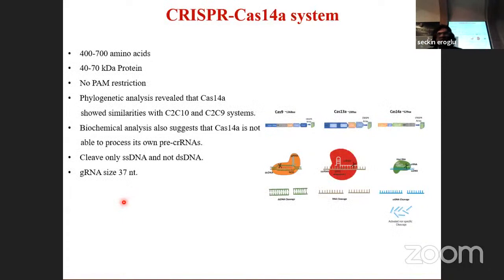This is another system, which is CRISPR-Cas14a. This is a relatively smaller protein of about 400 to 700 amino acids. The size is 40 to 70 kDa. Another property of this Cas protein is that it doesn't require a PAM sequence. So if you give it a guide RNA, it will result in the cleavage. And the cleavage is basically of the single-stranded DNA. It doesn't cut the double-stranded DNA. And the guide RNA size is 37 nucleotides.